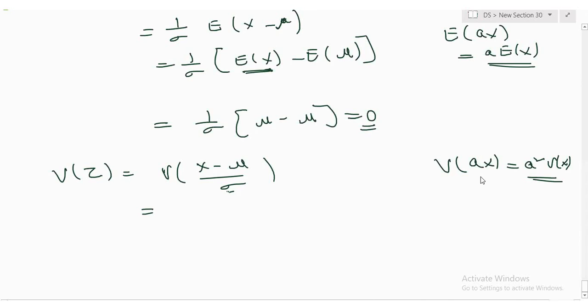Okay. Now, you take the sigma out. This will become like this: 1 by sigma square, V of x minus mu. Again, 1 by sigma square. Can I multiply this inside?